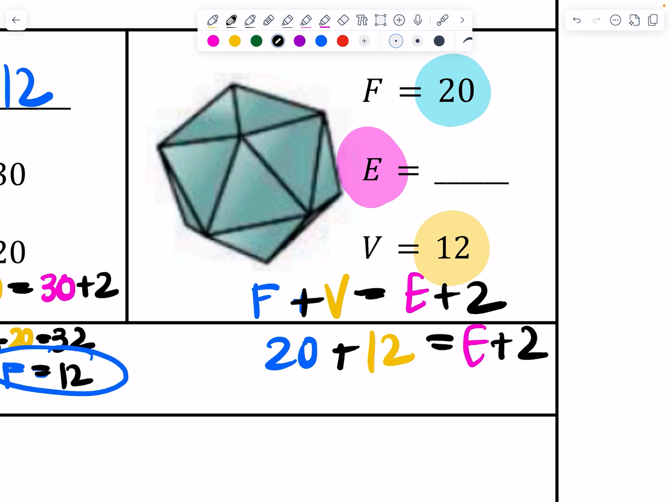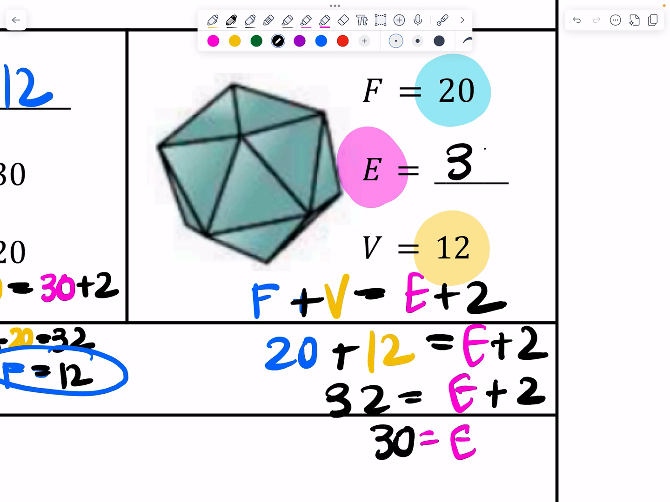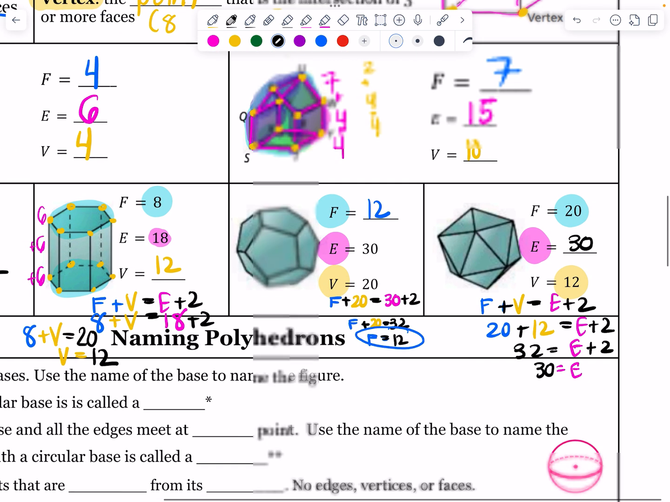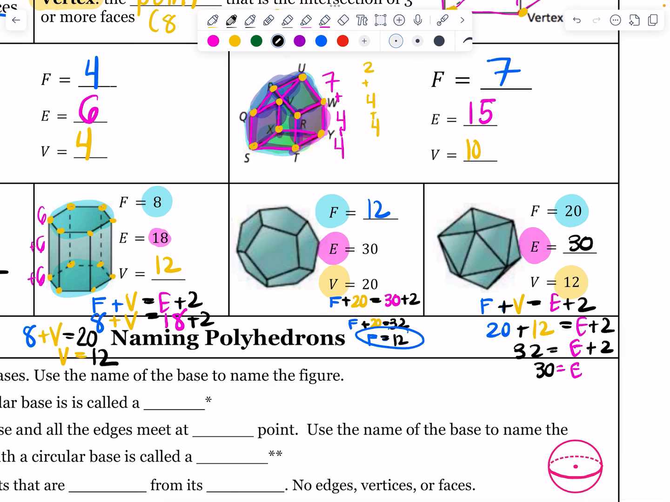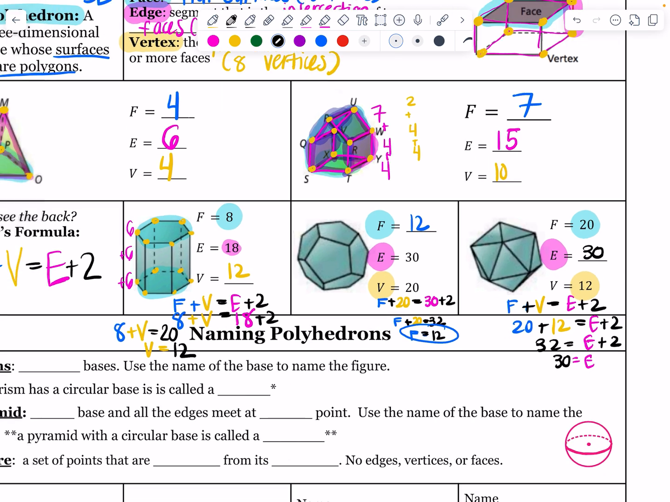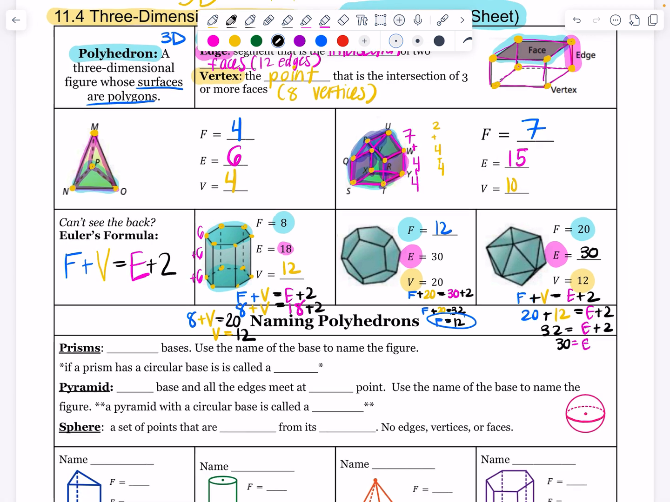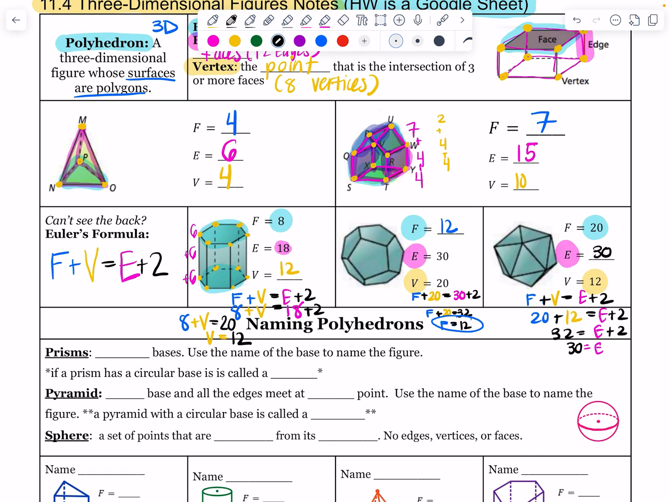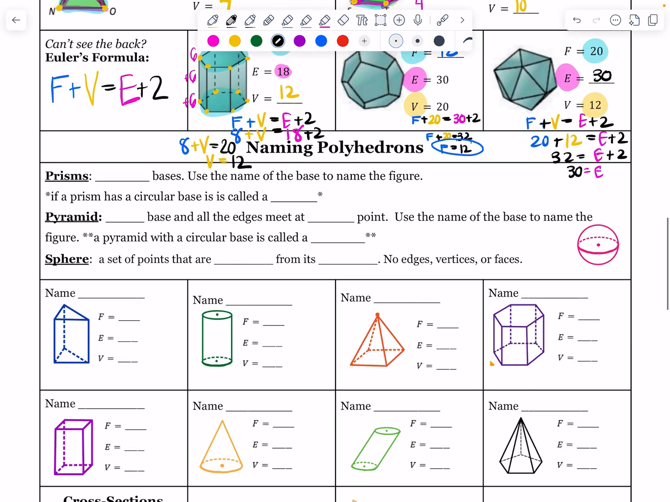I can't see the back, but this is going to become 32 equals E plus 2. How do you get the 2 to the other side? We subtract it. And so my number of edges is going to be 32 minus 2, which turns into 30. So I'm able to find a missing amount of edges, even though I can't see the back of the shape, using Euler's formula. So that is Euler's formula. You can always use that, whether you can see the back or not.